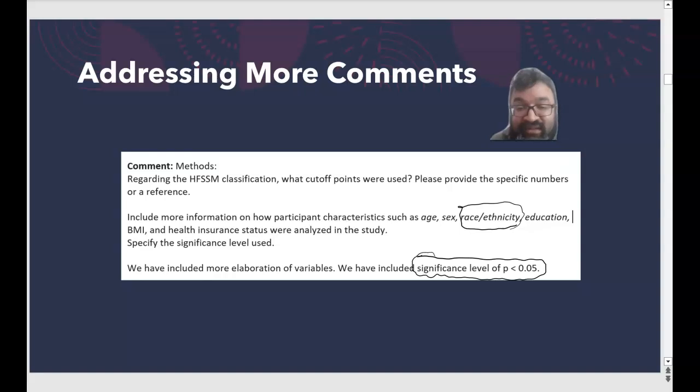Race and ethnicity was something they were asking us how we define. Basically race and ethnicity was determined by non-Hispanic white, and then non-Hispanic black, and then Hispanic, and then other.